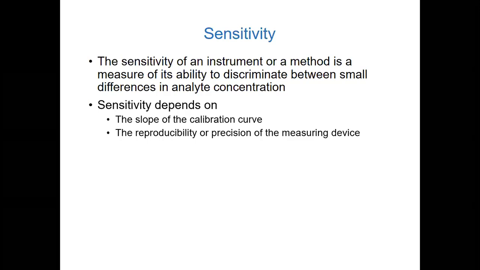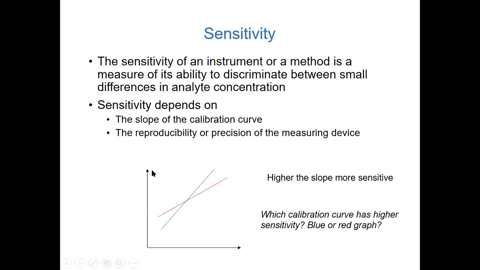So the slope of the calibration curve and the reproducibility. Here you can see this is one calibration curve. So the red one and blue line. If we talk about the sensitivity, higher the slope, the more sensitive the method is. Suppose this blue and red graphs were obtained using two different methods. So here the y-axis is analytical signal versus concentration, right? So these two graphs were obtained from two different methods.